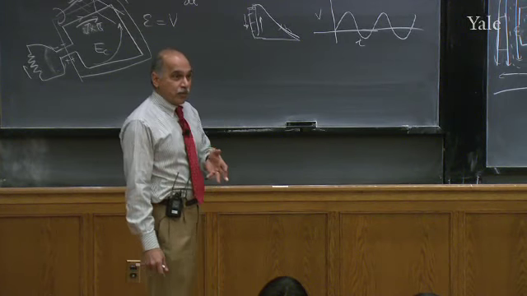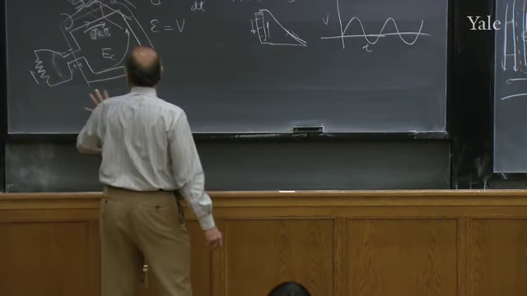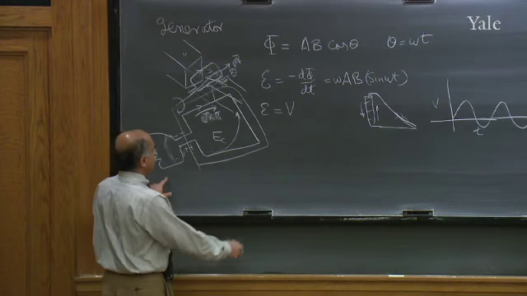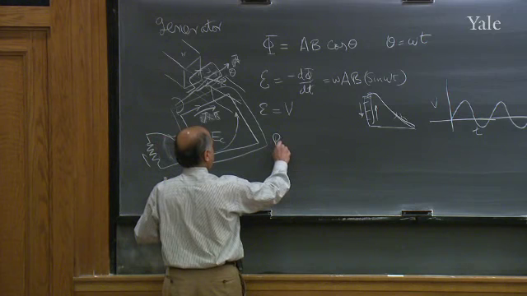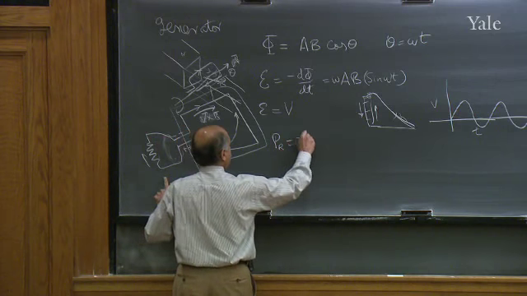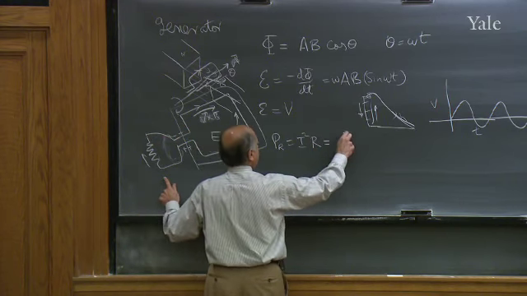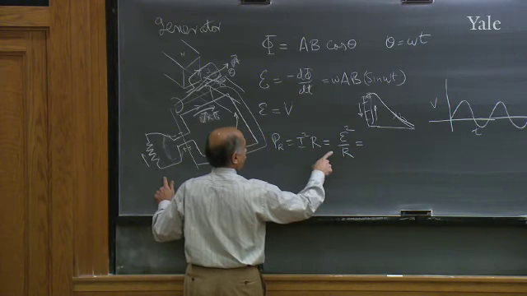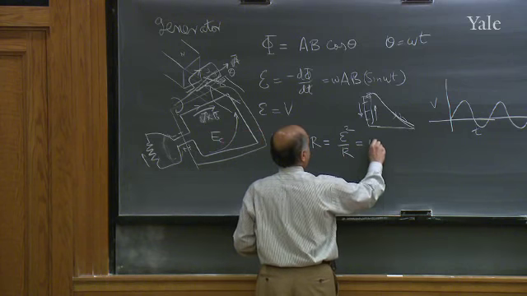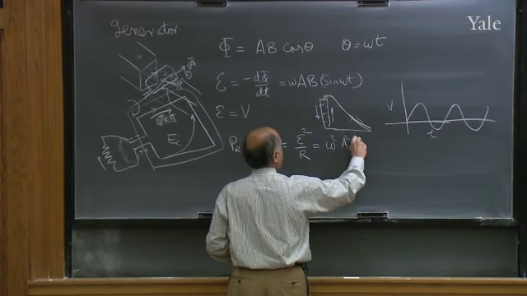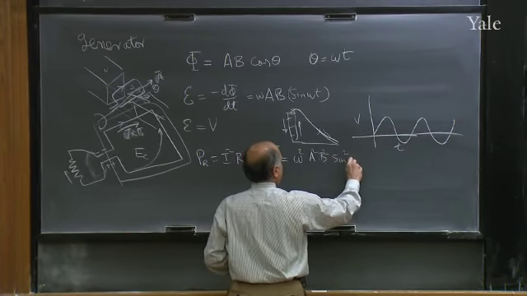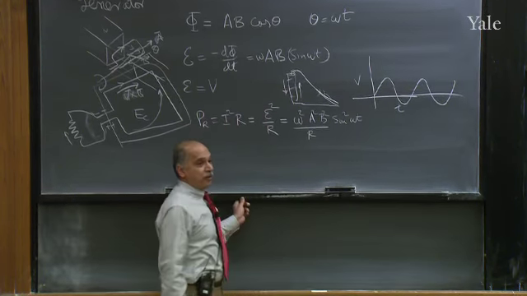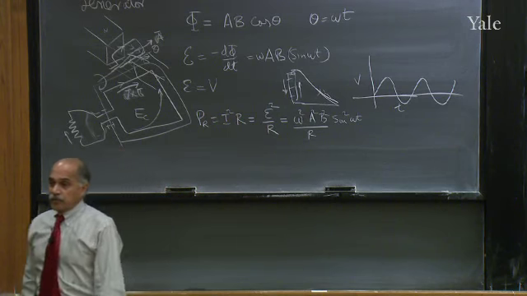The loss is I square R, right? That's when you got to explain it to yourself, who is paying for this? Because we can see that the power in the resistor will be I square R. If you want, it's E squared over R. EMF or voltage square over R. That gives me omega square A square B square sine square omega t divided by R. That's the rate at which this power is consumed by the resistor. And someone's got to pay for that.